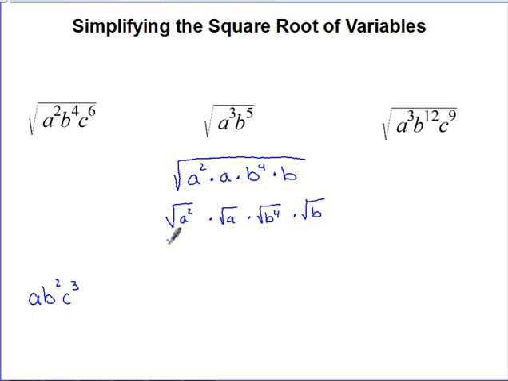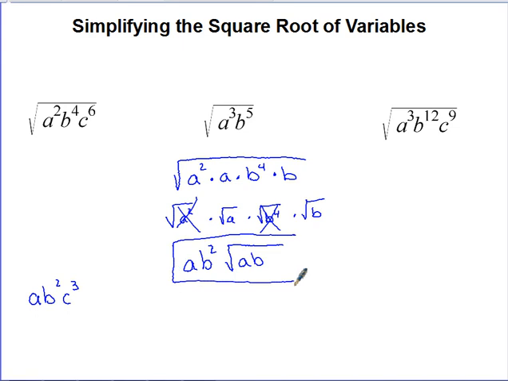So the square root of a squared would be a. So I've done that one. The square root of a can't be simplified. The square root of b to the 4th is b squared, so that one's taken care of. And then the square root of b cannot be simplified. So what I'm going to do with that stuff that can't be simplified, I'm going to put it all together under one radical. And so this would be my final answer. a b squared times the square root of ab.